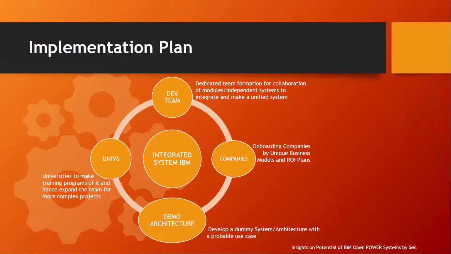So the implementation plan is pretty simple. It's cyclical in nature. We would have development teams which would dedicatedly develop the E2E system based on a generic plan. And these independent modules which we have from IBM Open Power would be looked at further for how they could be integrated, and cross functionality of each of these modules could be achieved, and they could be made into a unified system. This is basically step one.